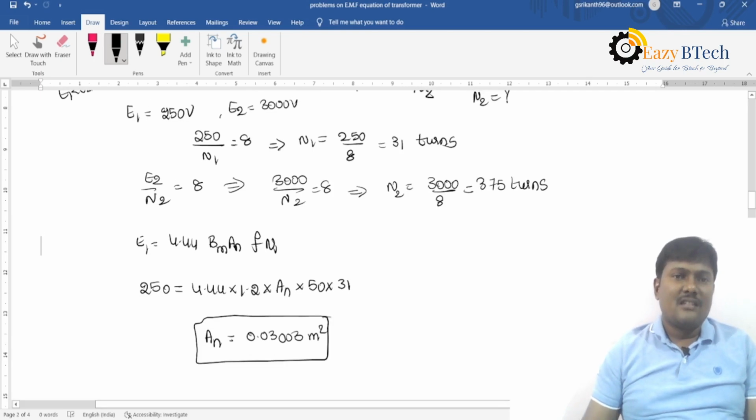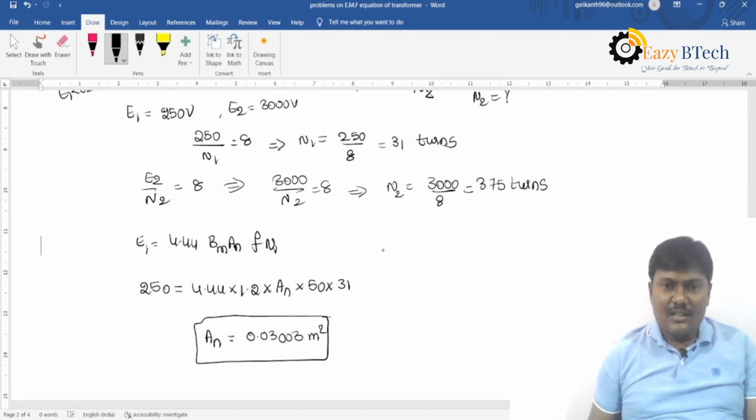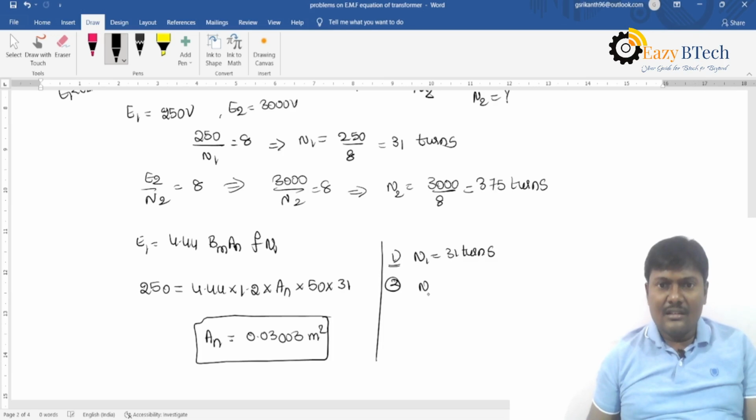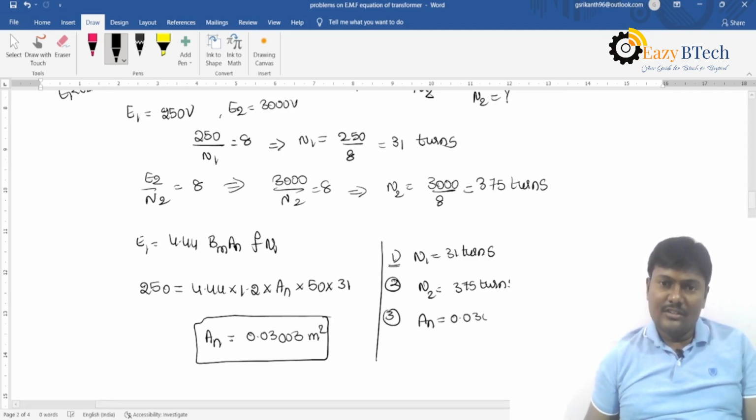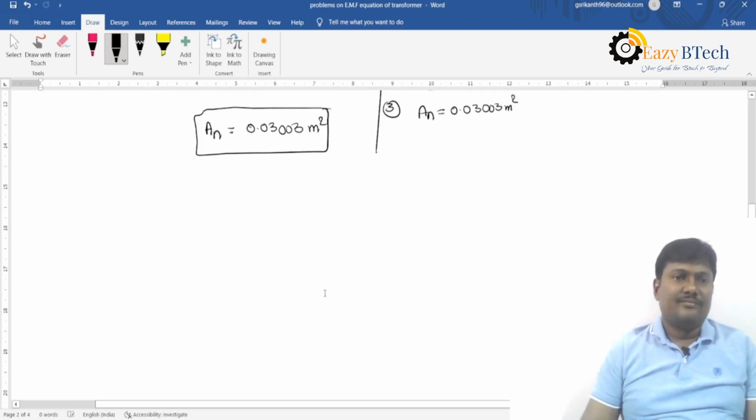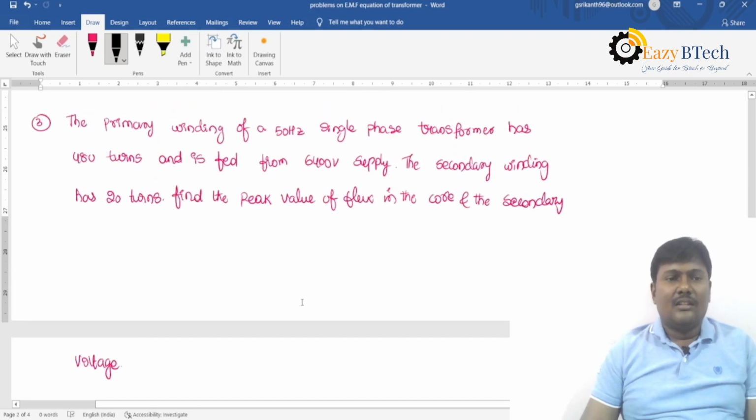What is the first answer? Yes, our conclusion is N1 is 31 turns and N2 is 375 turns, and the third, AN, for this problem is 0.03003 meter square.